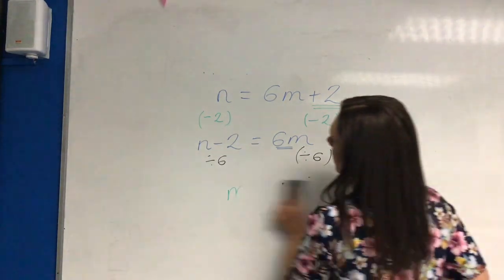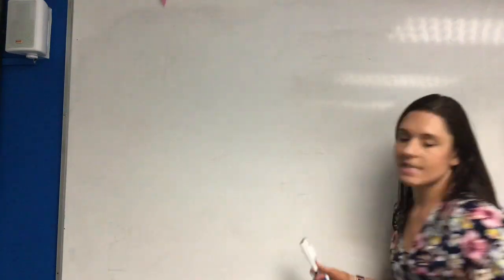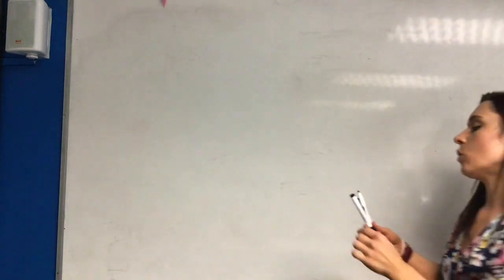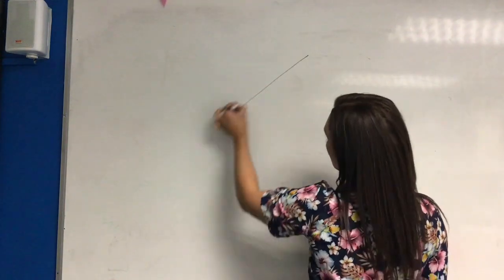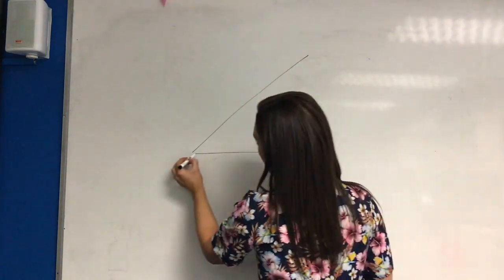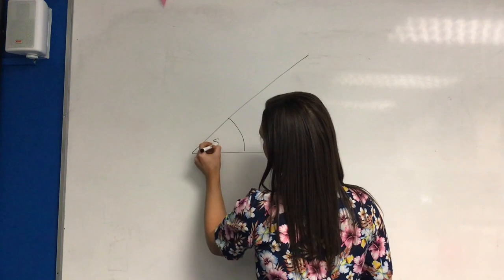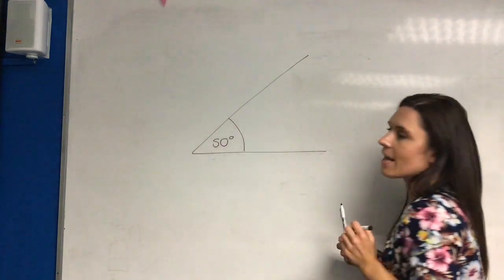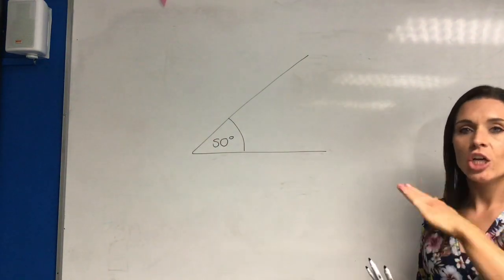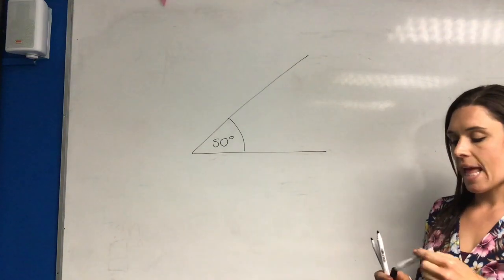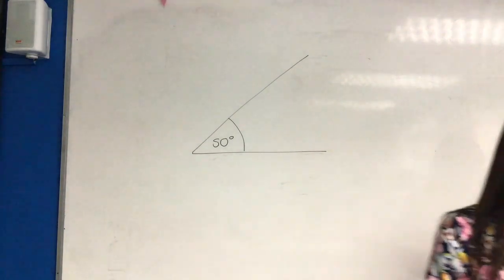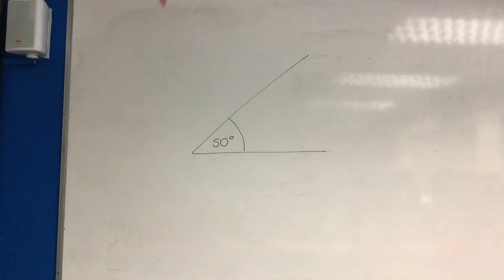Question 3 asks you to draw a 50-degree angle and bisect it. So hopefully you got your protractor out and you drew yourself a nice, accurate 50-degree angle. Now to bisect this angle means cutting the angle exactly in half. And to do this, you need your compass.